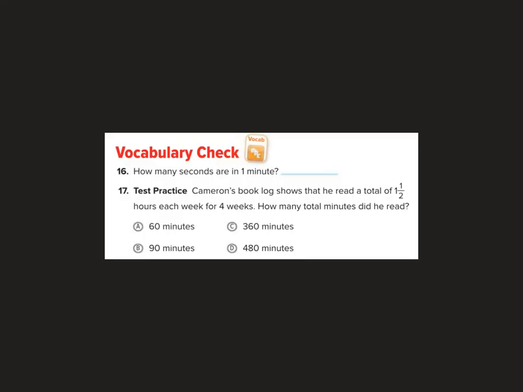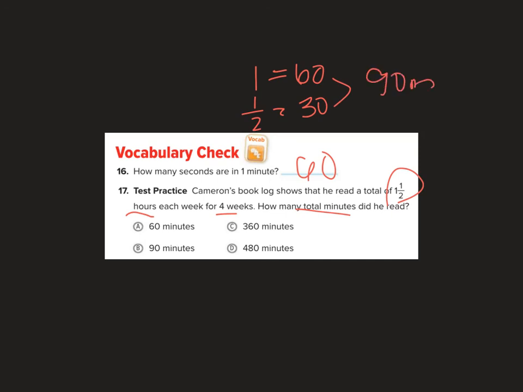All right, now we have a quick vocabulary check here. How many seconds are in 1 minute? 60. Cameron's book log shows that he read a total of 1.5 hours each week for 4 weeks. How many total minutes did he read? So 1 hour equals 60 minutes. A half hour then, if I cut 60 in half, would be 30. So an hour and a half would be 90 minutes. And we want to know how many minutes did he read for 4 weeks.